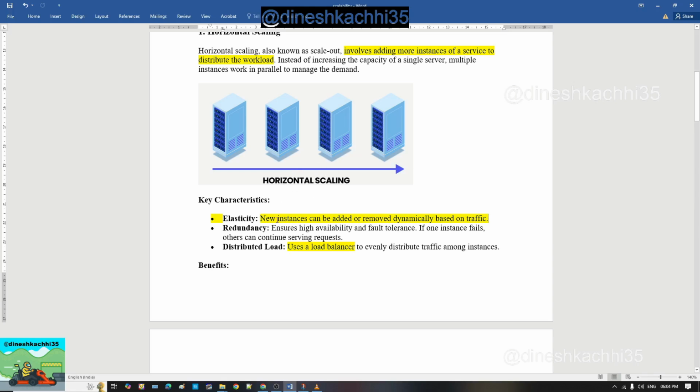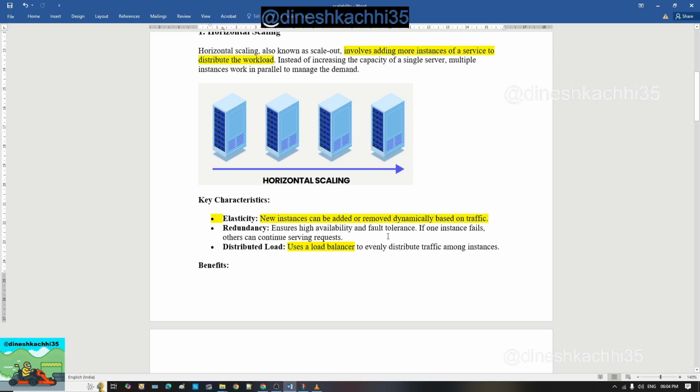In this horizontal scaling, new instances can be added or removed dynamically based on the traffic. If the traffic increases, we'll add more. If the traffic decreases, we will remove the extra instances that we have added. So this is one key point.